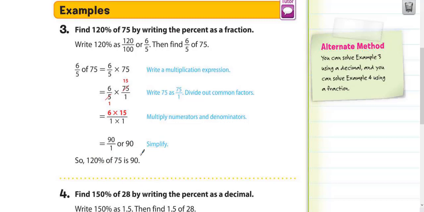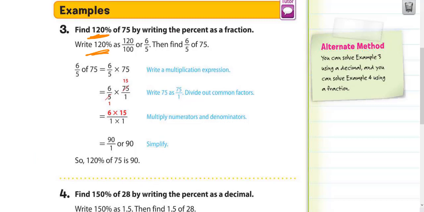Here's the thing to always remember. If you're doing more than 100%, your answer will be more than you started with. So anytime the percent is greater than 100, your final answer will be more than what you started with. In our past ones, where the percent was less than 100, the final answer is part of the original. It's less than the whole. But whenever your percent is greater than 100, your final answer will be more.